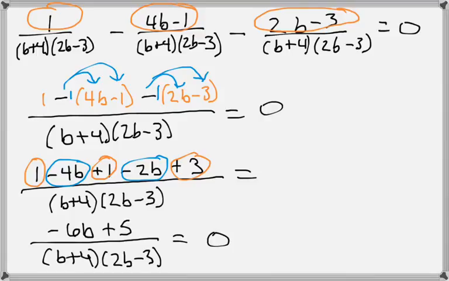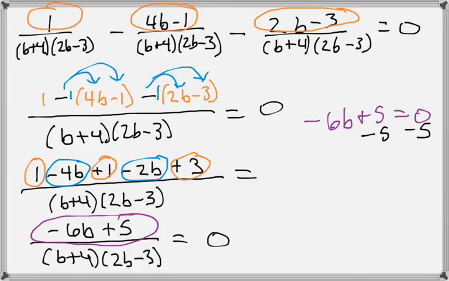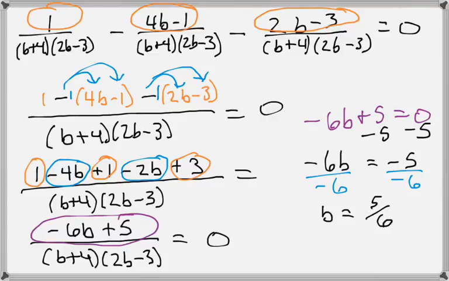The only way that is the case is if you take the numerator. So we want to take this numerator right here and set it equal to 0. So we have negative 6b plus 5 is equal to 0, and we want to solve from there. To get b by itself, we're going to subtract 5 from both sides, leaving us with negative 6b is equal to negative 5. Now we want to divide both sides by negative 6, leaving us with our final answer of b is equal to a positive 5/6.